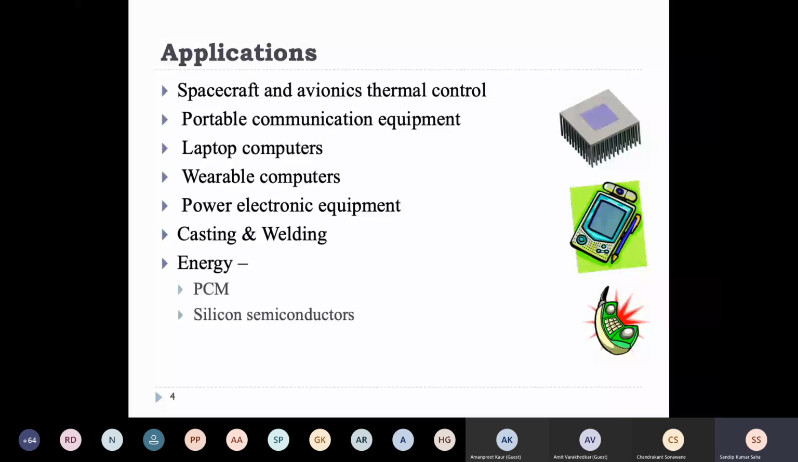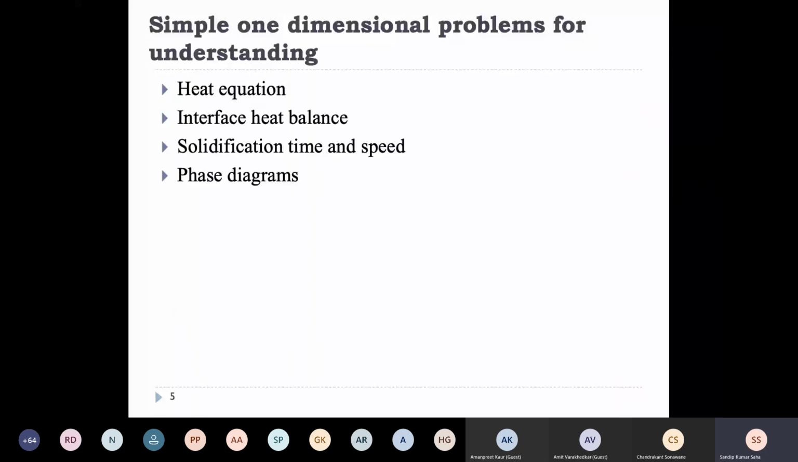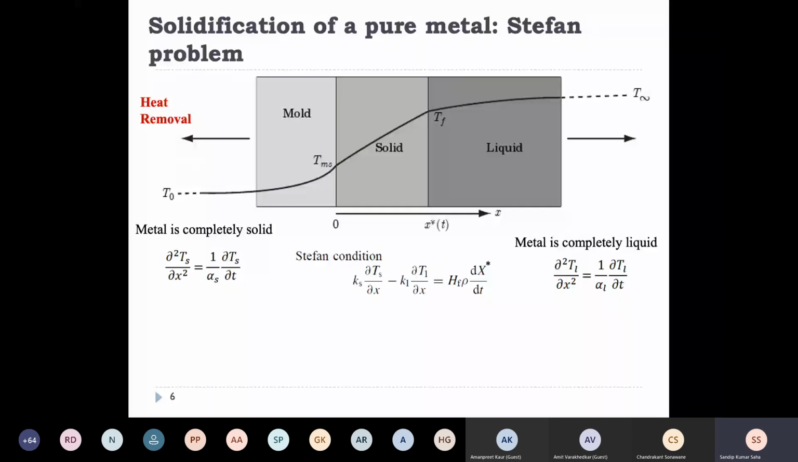Now we'll first understand the one-dimensional problem and try to figure out what the problem is. Let us first see the one-dimensional problem that Stefan actually solved. What he considered is a material in solid state that is changing phase from solid to liquid. Take it like that. So solid is there, liquid is there, and in between there is a sharp interface, which is called the melt front.